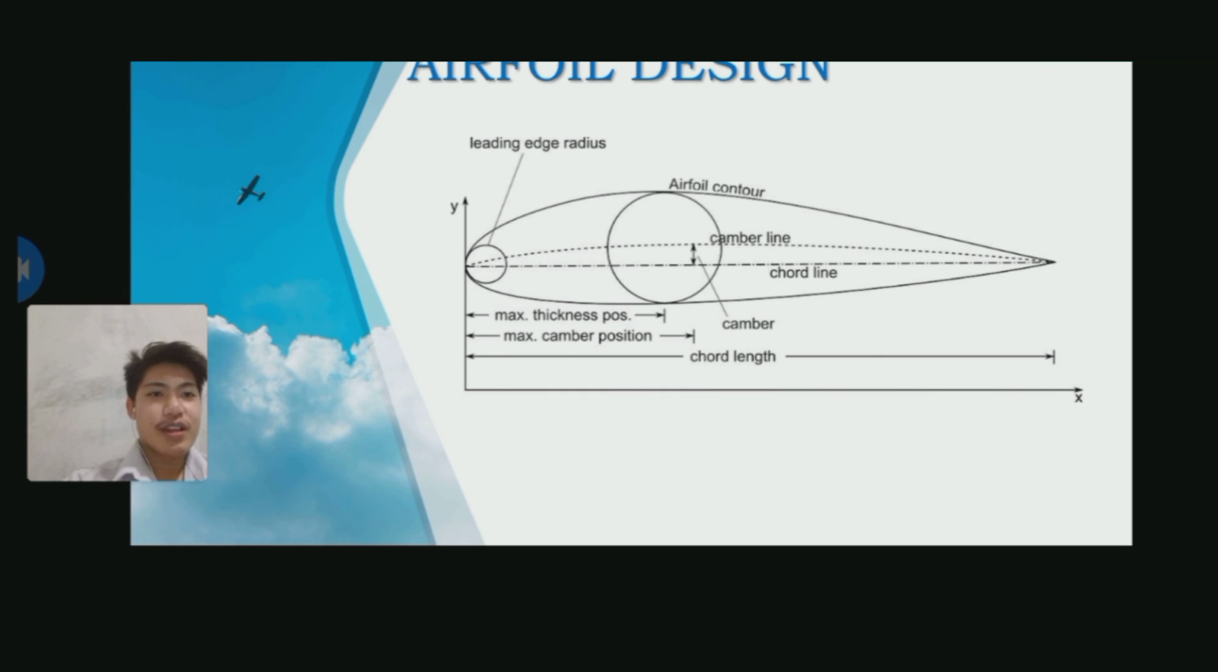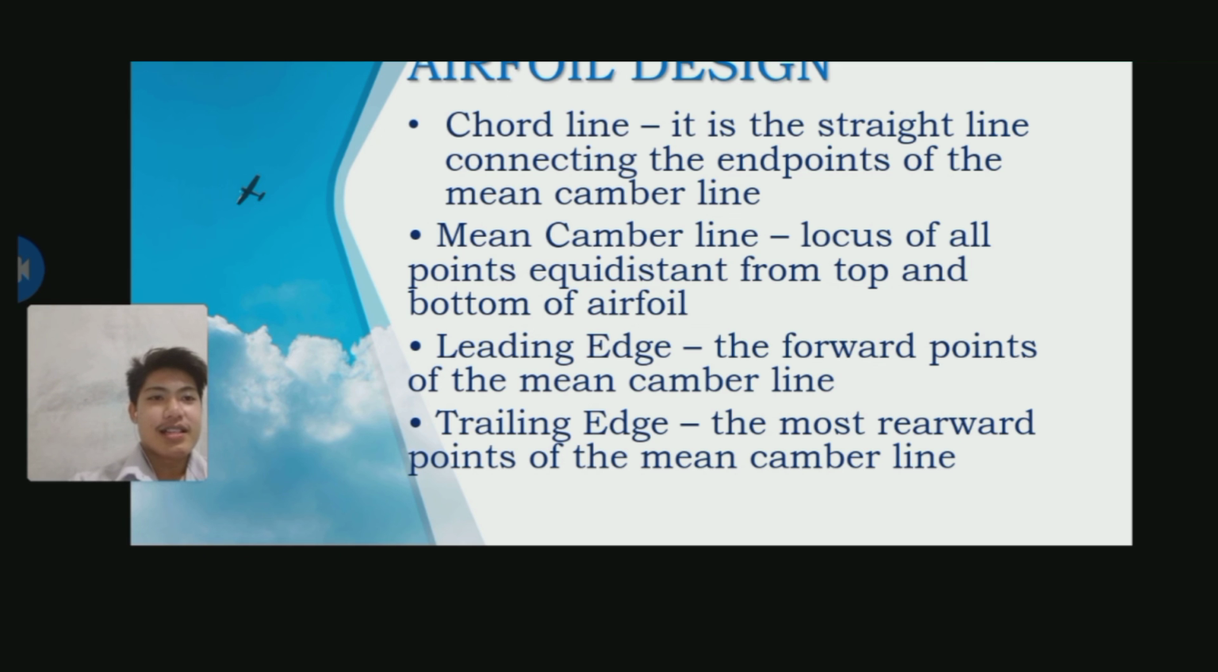Let's look at the airfoil design. The airfoil design consists of four main parts. Number one is the chord line. It is the straight line connecting the endpoints of the mean camber line. The mean camber line is the locus of all points equidistant from the top and bottom of the airfoil. Then the leading edge, the forward point of the mean camber line, and the trailing edge, the most rearward point of the mean camber line.